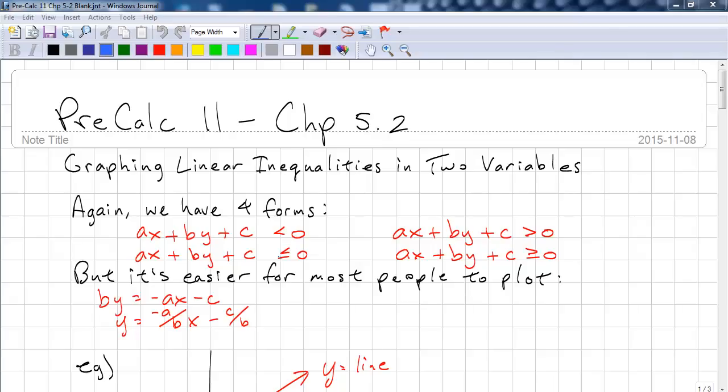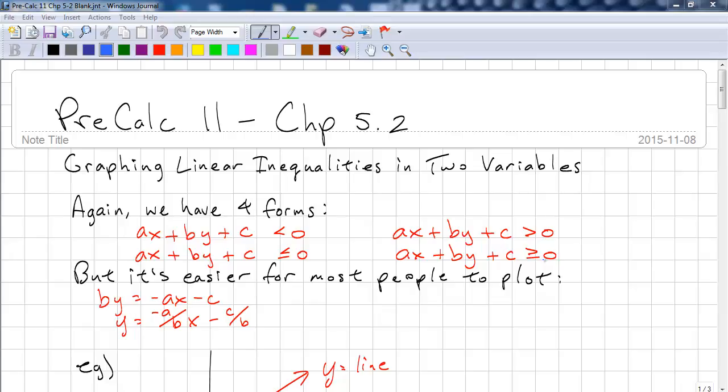This is PreCalc 11, Chapter 5.2. This time we're going to be looking at graphing linear inequalities in two variables. And again, we have four forms, but this time we have two variables. Ax plus by plus c is less than 0, greater than 0, less than or equal to 0, and greater than or equal to 0.